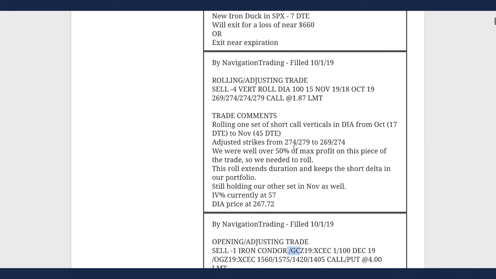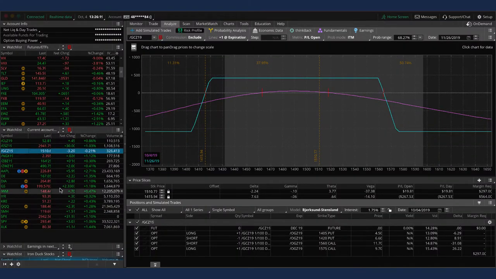Next trade, rolling adjusting trade in DIA. So we rolled one set of our short call verticals from October to November, extended duration, moved those strikes down as the market was moving lower. We were well over 50% of max profit on that piece. And so we're just continuing to roll these to keep that short delta exposure in our portfolio.